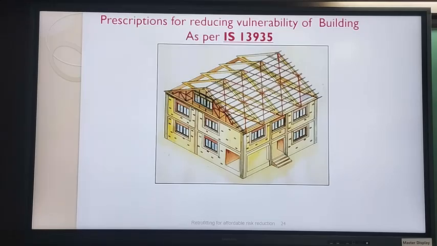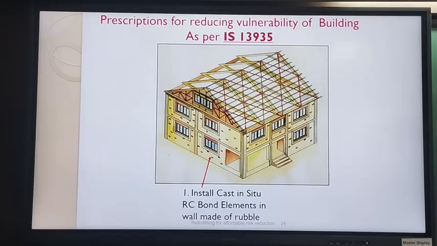All right. Now, prescriptions of reducing vulnerability as per IS 1395. So if you have a random rubble wall, or if you have a thick brick wall, 14 inches or thicker, which can also delaminate, you have to cast in situ reinforced concrete bond elements. Correct? The stitching elements which will tie both the faces together. This is like I mentioned earlier.